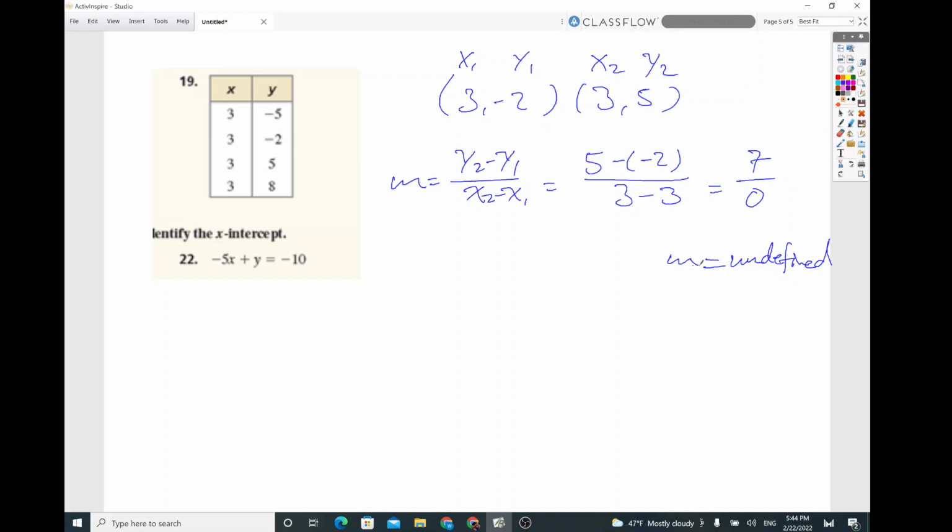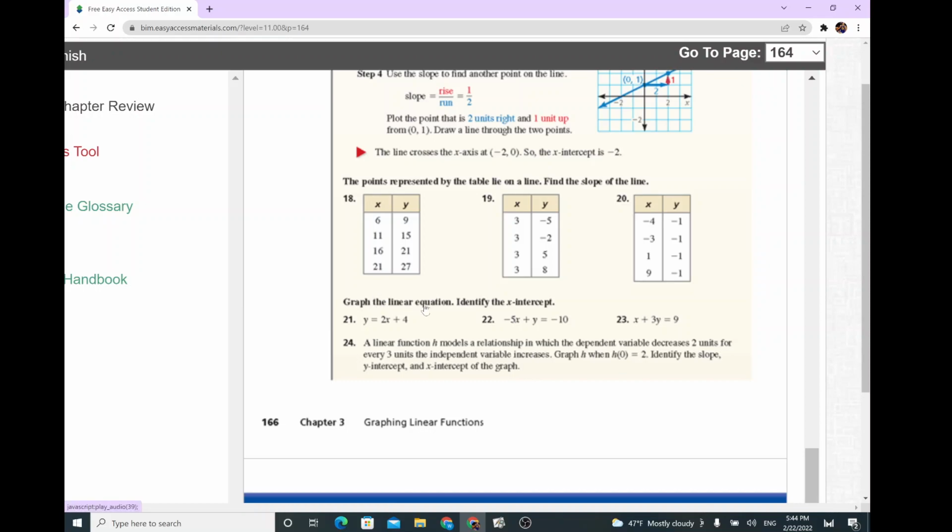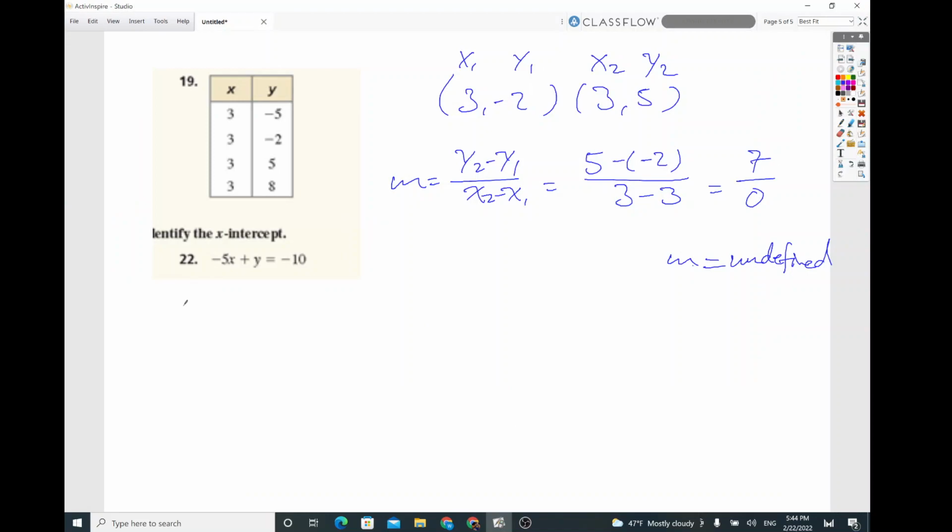Okay, so now what about the other one? Sketching the graph by finding the x-intercept and the y-intercept. Let me go back to this page. Graph the linear equation, identifying the x-intercept, okay? So first thing that I can do, you can always rewrite it with the slope-intercept form. Certainly we can do that. But this one is saying that you need to find the x-intercept first.